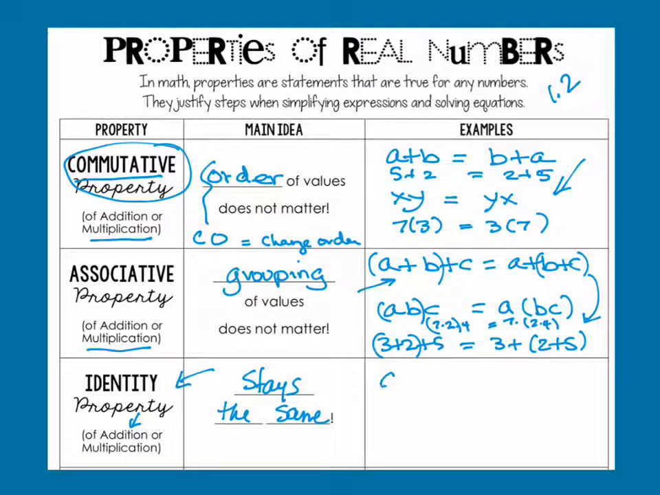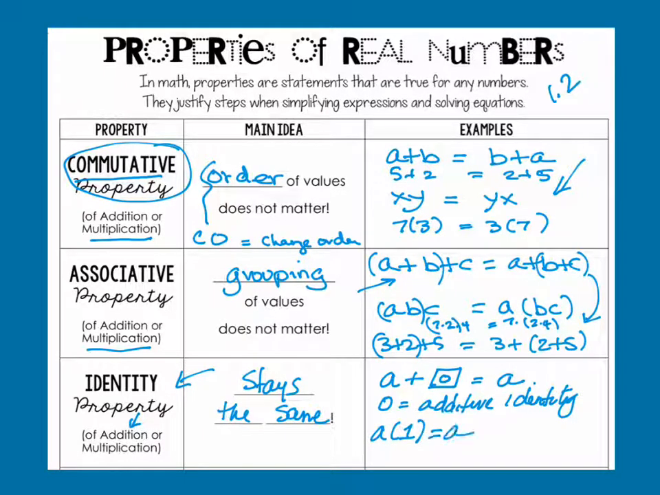So what do we add to A? What do we add to A to just get itself back again? And that would be 0. So 0 is called the additive identity. When you add it to something, it doesn't change it. Okay? And then multiplication, what do we multiply by A to get A? And the answer is 1. So 1 is the multiplicative identity. Okay, so those are the first 3.